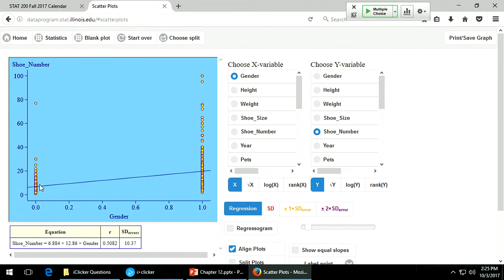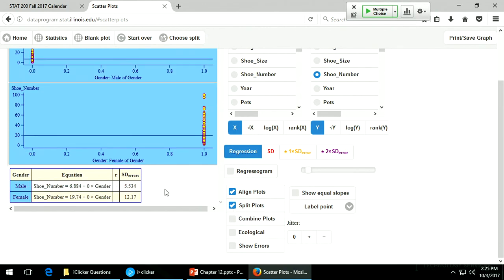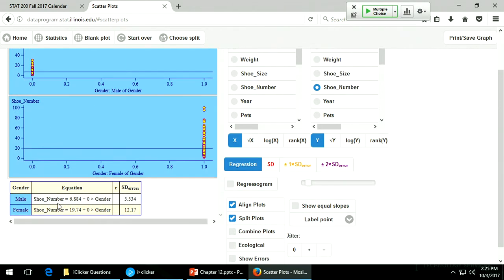And then what do you think this 12.86 is? You go over 12.86, you add 12.86, and then up here you get the average for females. Does that make sense? I mean, if we split this according to gender, we'd get shoe number. There's the average for males and the average for females. Okay?